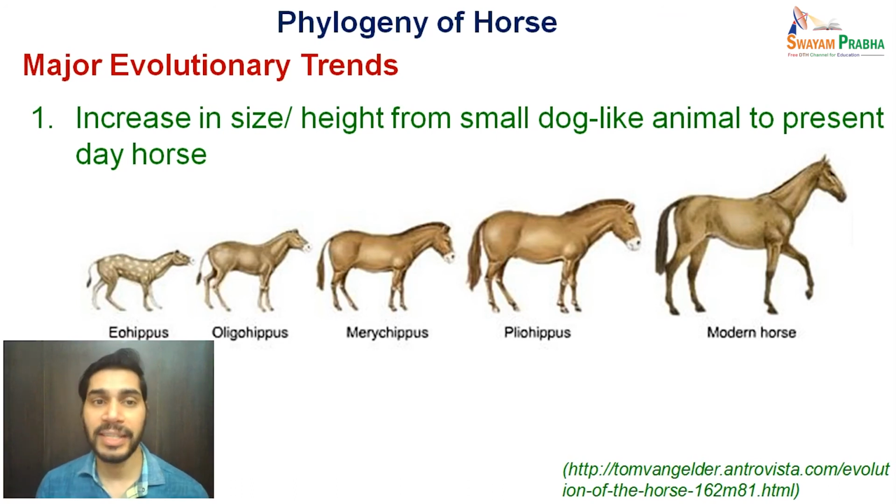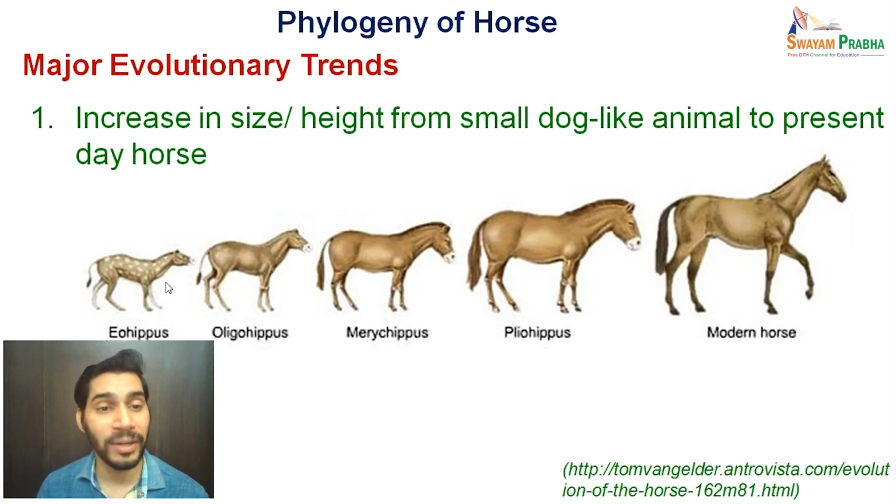Let us discuss these major evolutionary trends. The first one is that there is an overall increase in size or height from the small dog-like animal to the present-day horse. If you compare this organism with this one, you can easily make out that there has been an increase in size or height.